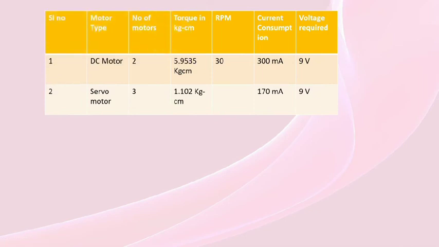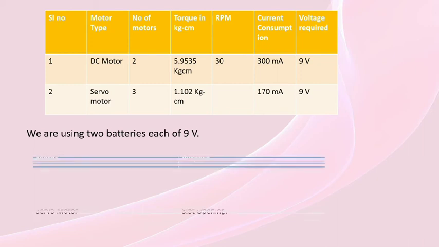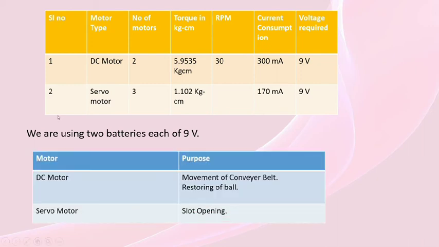This is a table indicating that for motor type DC motor we require 2, and the torque value is this much. We use a 30 RPM motor and this is about the current consumption and voltage required. Similar thing for the servo motor. We are using 3 servo motors for our project, which work at a voltage of 9 volt. We are using 2 batteries each of 9 volts, and this is about the final conclusion.